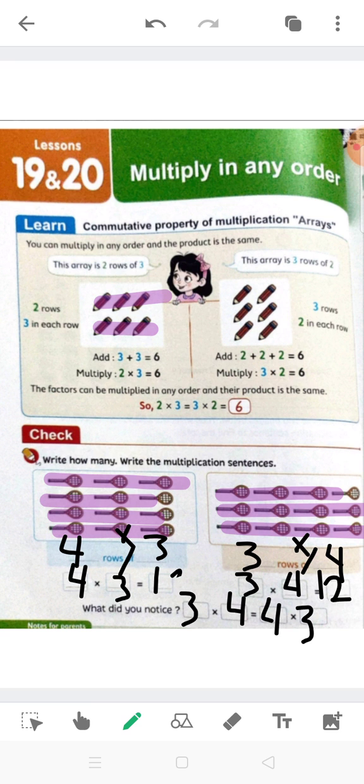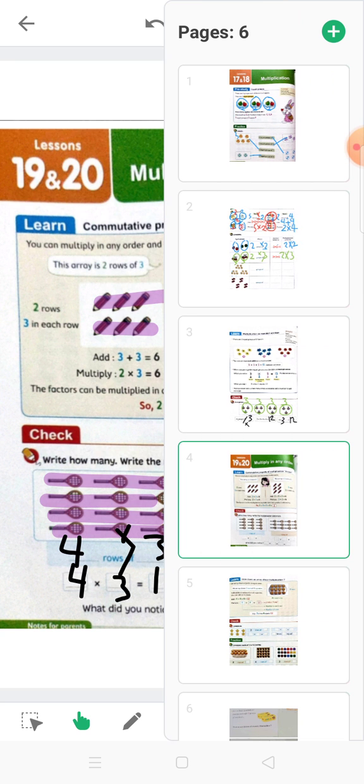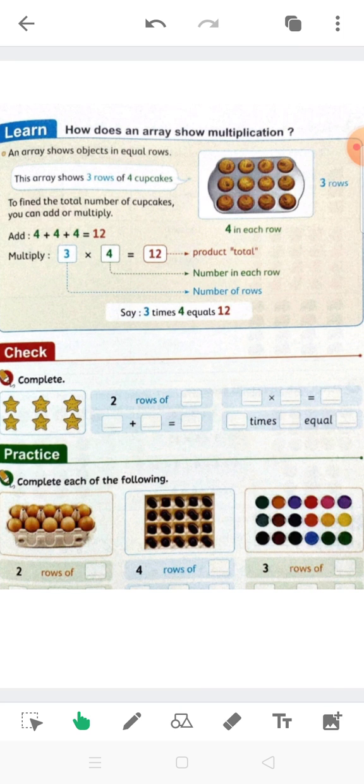They are changing their places. Okay, so we have the commutative property. Look here.